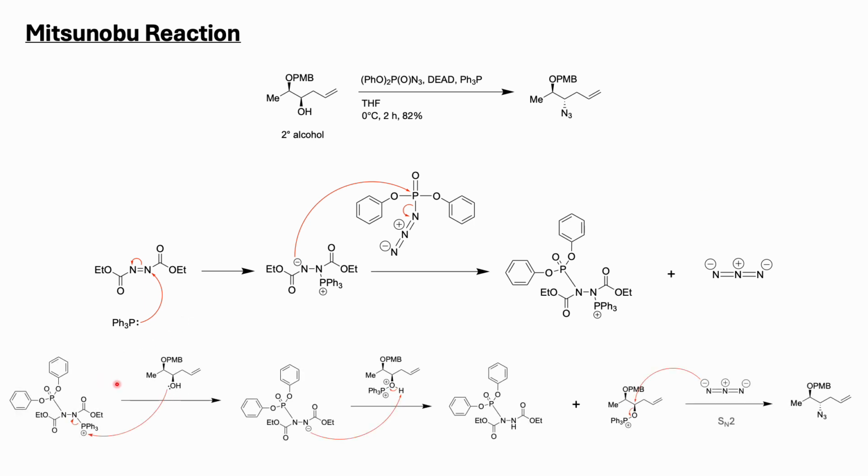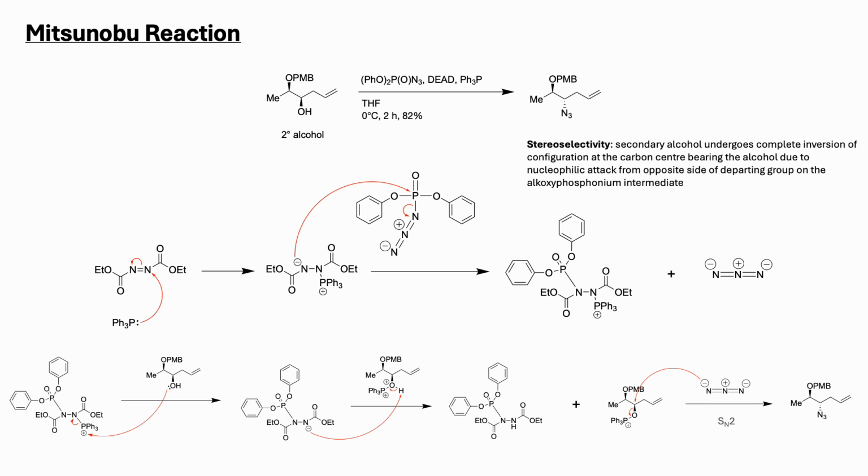So we then react this with our secondary alcohol, which later becomes deprotonated to form the resulting structures here. These steps ultimately make the oxygen in the alcohol a better leaving group for when it undergoes an SN2-like reaction with the azide, producing this final product here. It's important to note that the secondary alcohol undergoes complete inversion of configuration, which explains why the azide group is now on the opposite side of where the original alcohol group was.